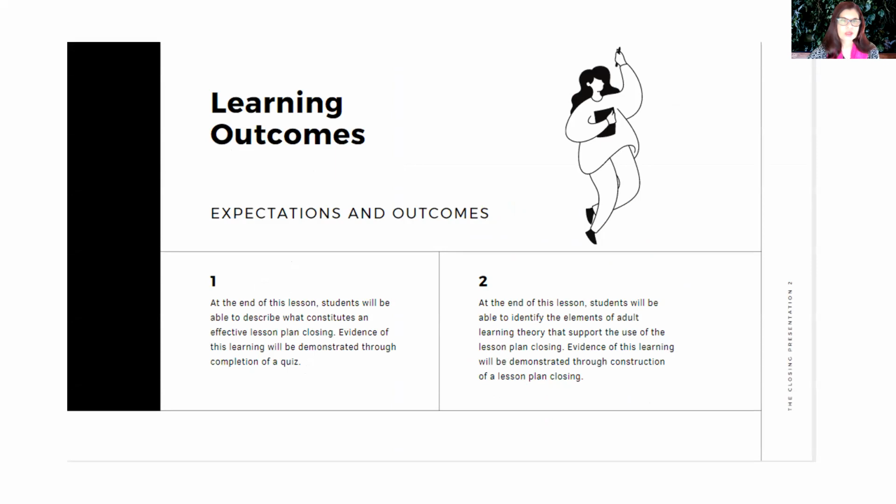Okay, so the learning outcomes. Number 1, at the end of this lesson, students will be able to describe what constitutes an effective lesson plan closing. Evidence of this learning will be demonstrated through completion of a quiz. Learning outcome 2, at the end of this lesson, students will be able to identify the elements of adult learning theory that support the use of the lesson plan closing. And evidence of this learning will be demonstrated through construction of a lesson plan closing.